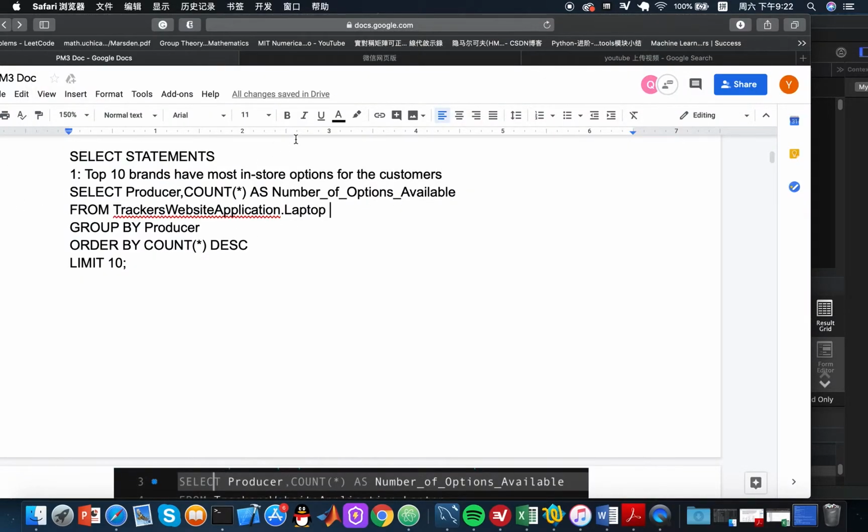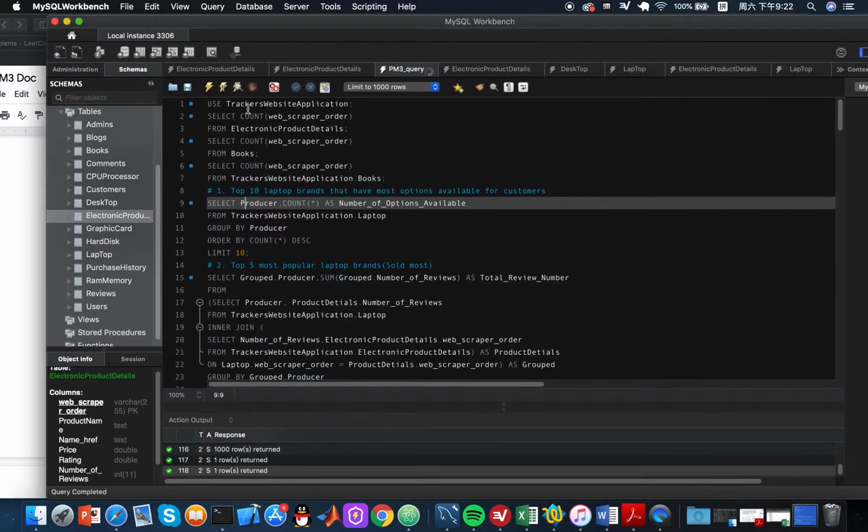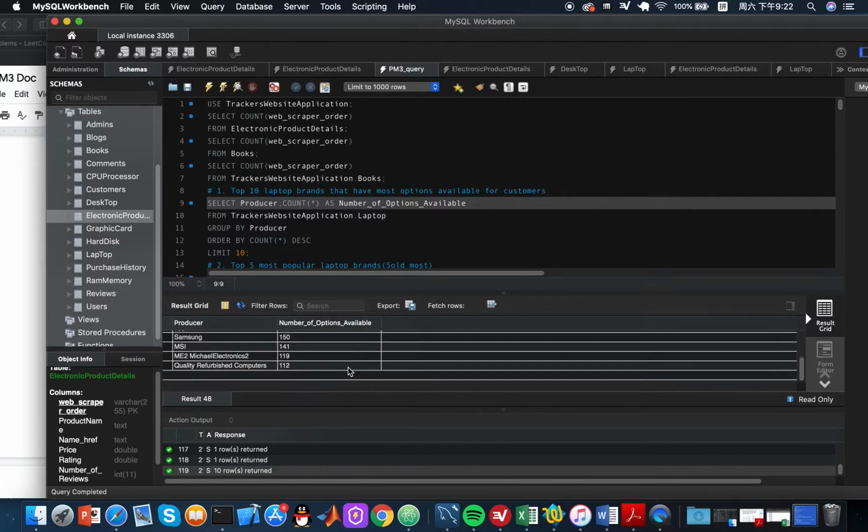The first one is we choose the top 10 brands that have the most in-store options for customers, which means they have the most products on sale. We did this by selecting every product from the laptop table, grouping it by producer, and counting them. As we can see, the result is here.